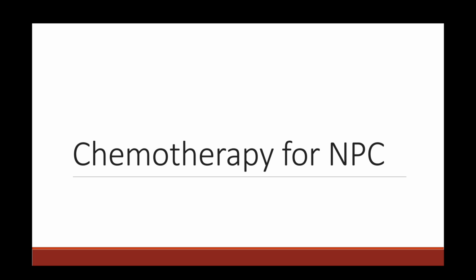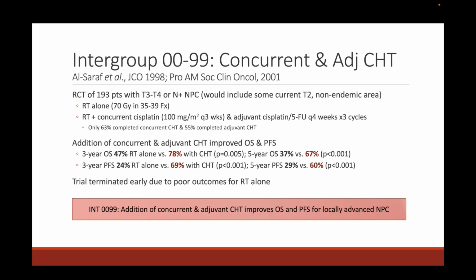And as we go through this data, you will see that there are some studies that specifically looked at the EBV DNA levels as a prognostic indicator. So we'll talk a little bit about that as well. The first trial that I'd like to mention is the Intergroup 0099 trial, which looked at the addition of concurrent and adjuvant chemotherapy with definitive radiation.